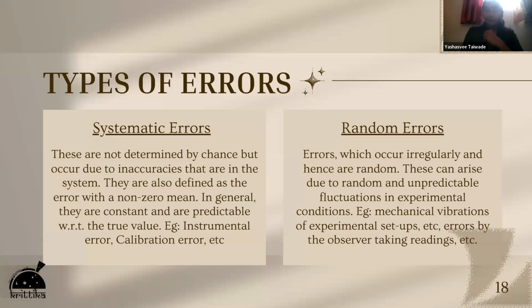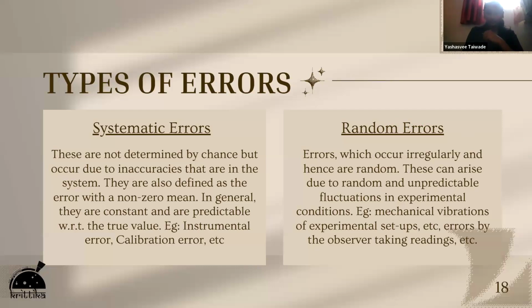Other examples are a mechanical vibration of the experimental setup: the setup is not placed well and there is some vibration, or the setup just moved. Things like that come under random error, as do errors by the observer while taking the readings. So we have these two types of errors. They will be discussed ahead, and in the following session, we will understand how we can minimize both of them.